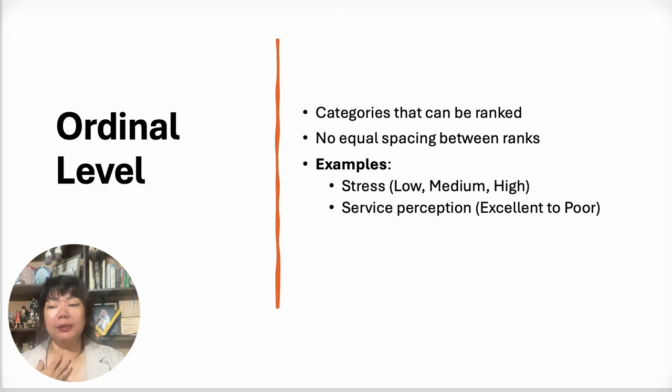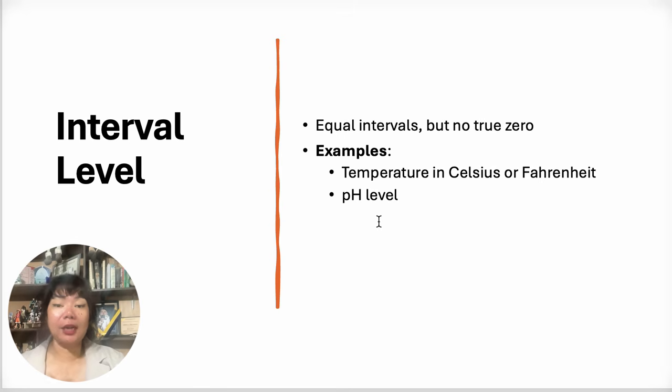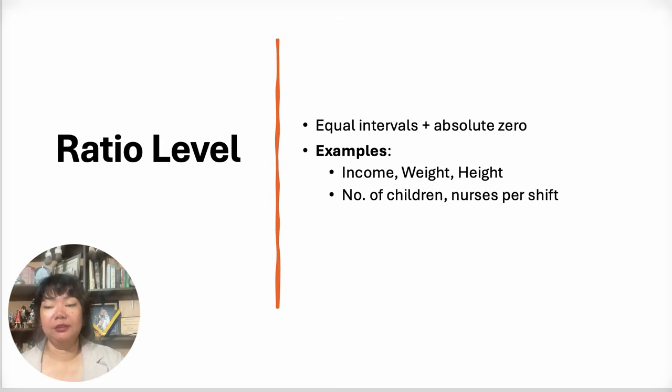So, how about sa interval? Equal intervals but not true zero. So, example na di, temperature in Celsius or Fahrenheit or pH level. Okay. Sa ratio level, amo ni siya ang equal intervals plus absolute zero. Amo ni ginahambal ko, examples, income, weight, height, number of children, nurses per shift. Okay, so you know the order but you don't know how much more or less between them.